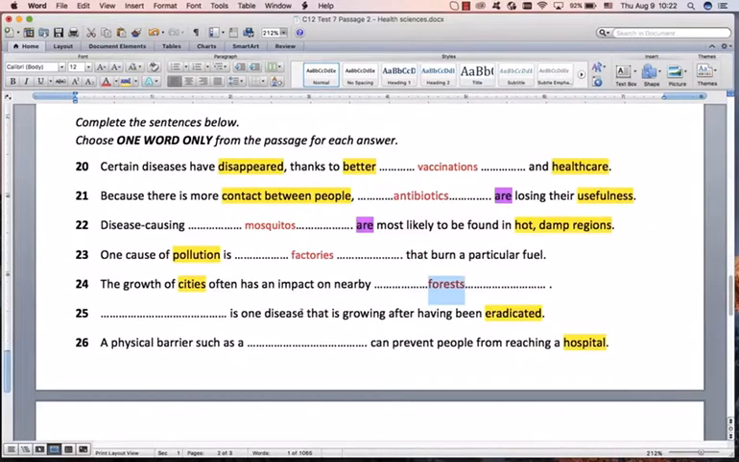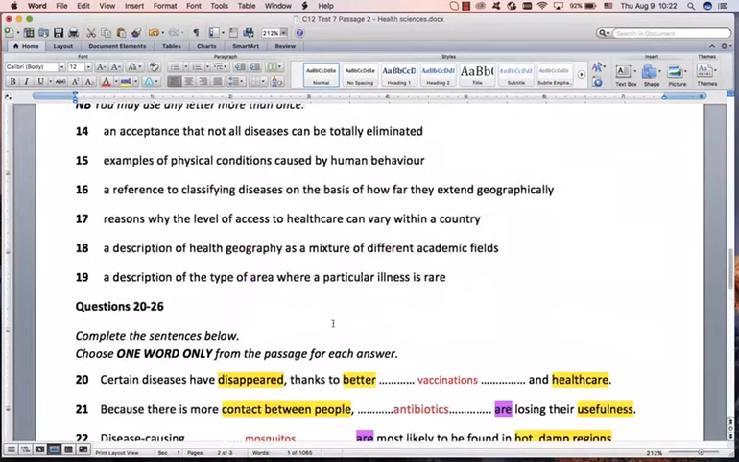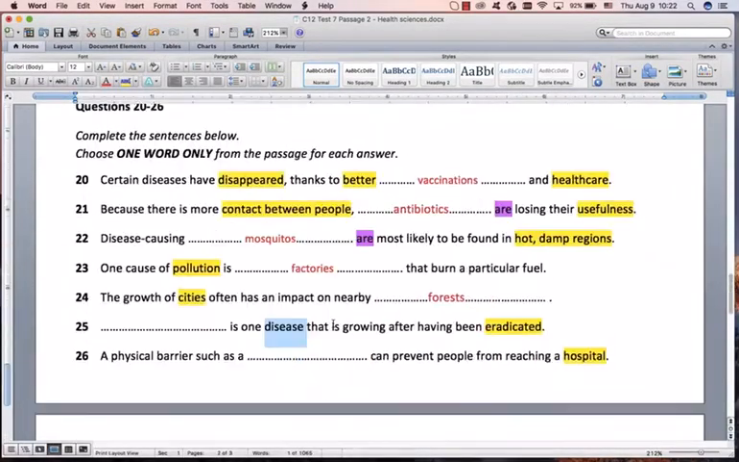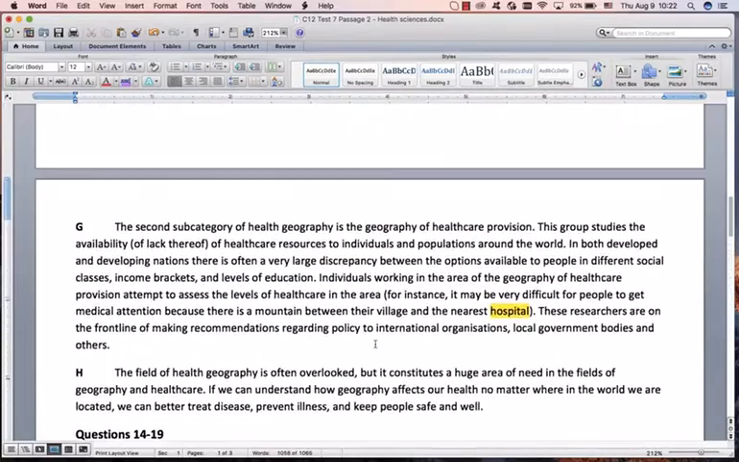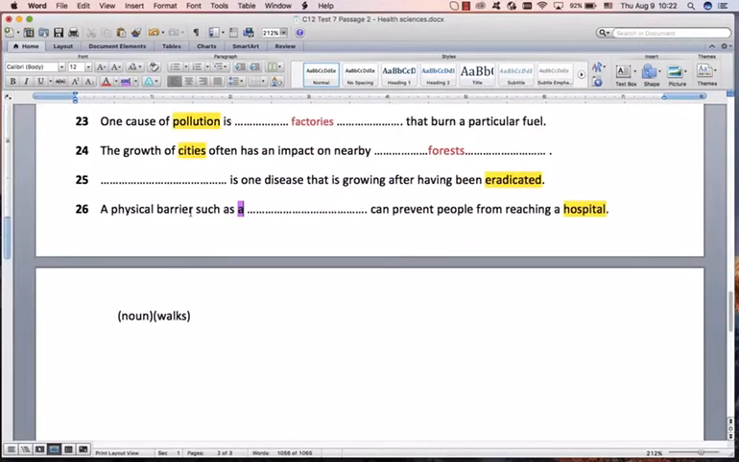Okay, this next one I'm a bit worried about. Eradicated is a difficult word. Disease is kind of everywhere. But the thing is, I found hospital, so I'm going to go straight to that one. Also, I know from this that I'm looking for a single countable noun, and I saw when I was looking for it, we're looking for a physical barrier. A barrier is something between you and something else that stops you from going there.